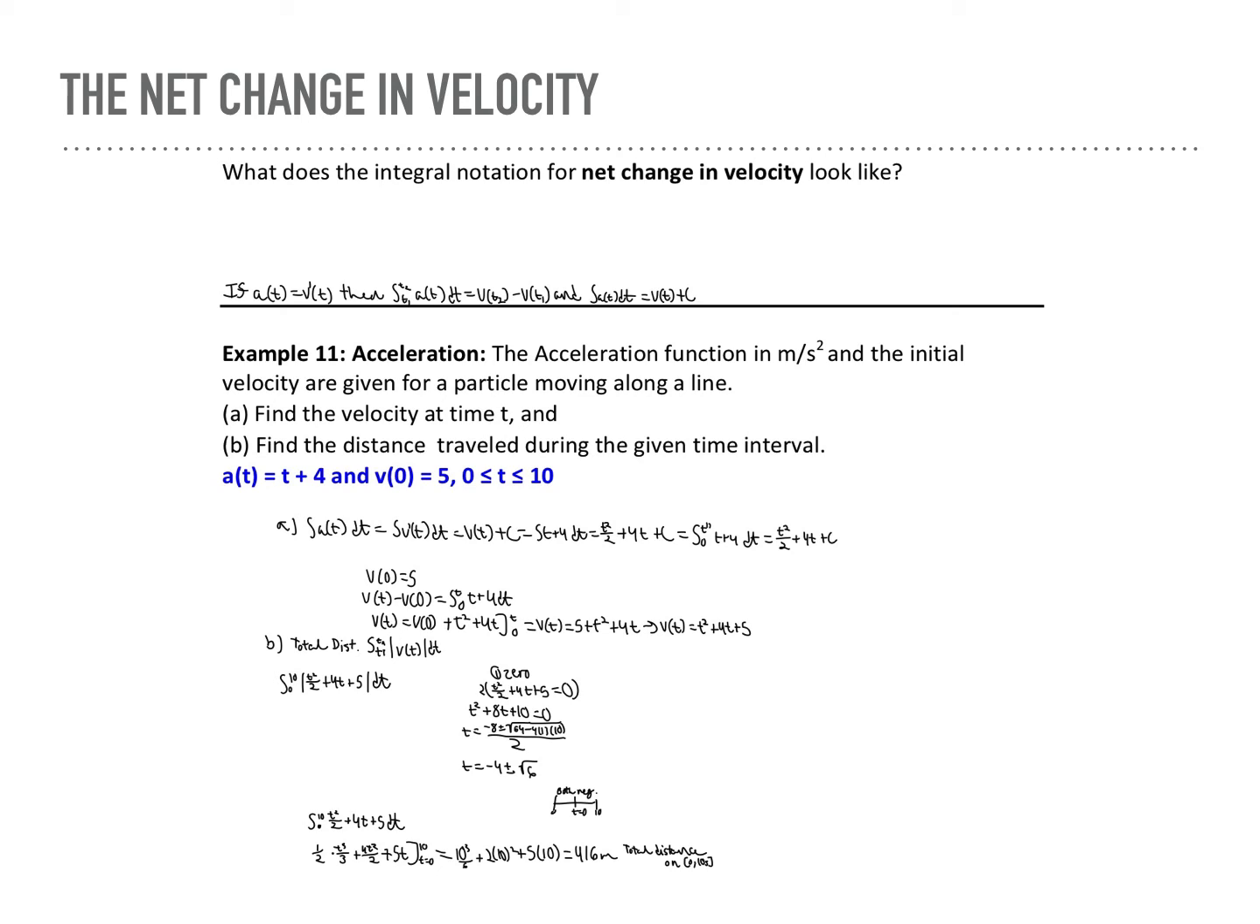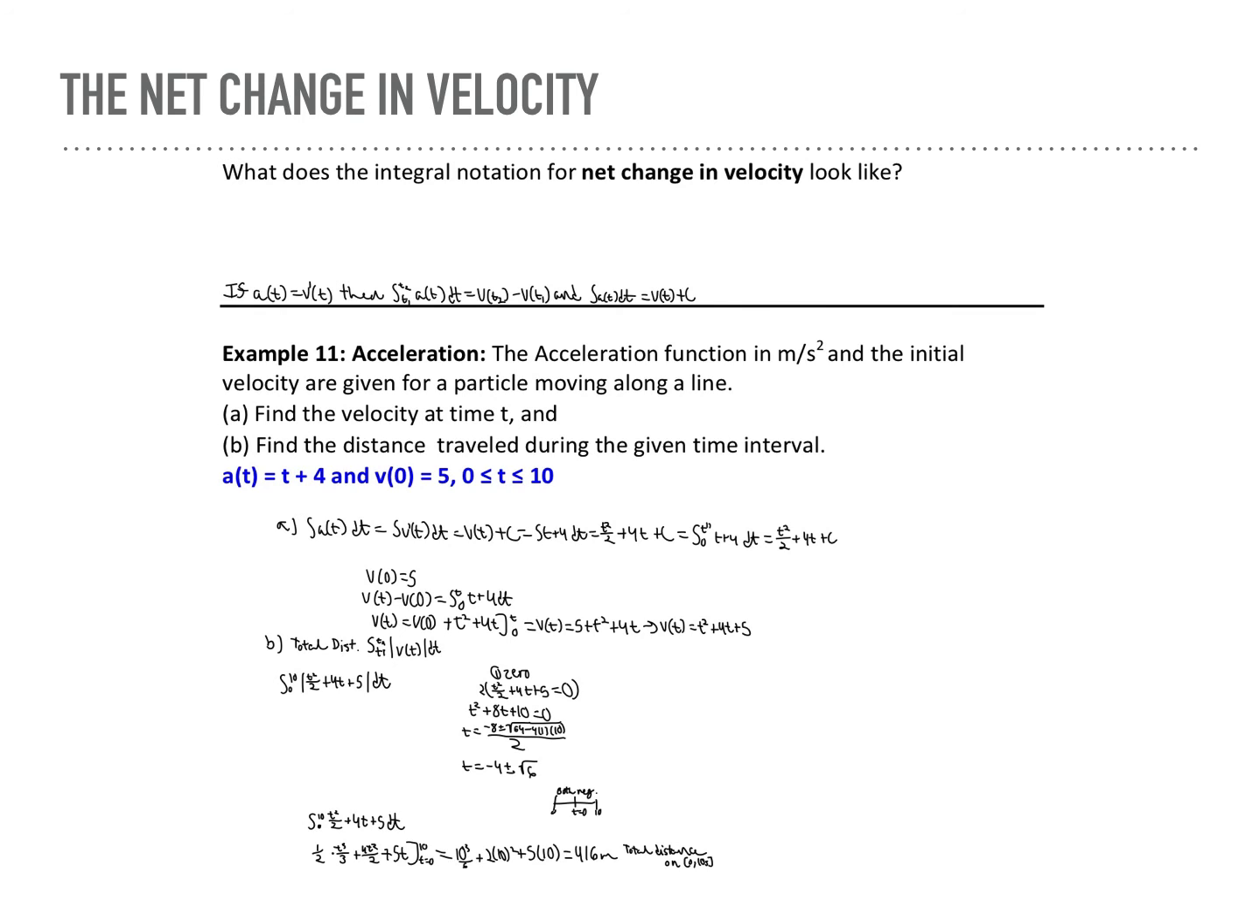So here's an example with the net change in velocity. What does the integral notation for net change in velocity look like? If a of t equals v prime of t, then the integral from t1 to t2 of a of t dt equals v of t2 minus v of t1, and the integral of a of t dt equals v of t plus c.